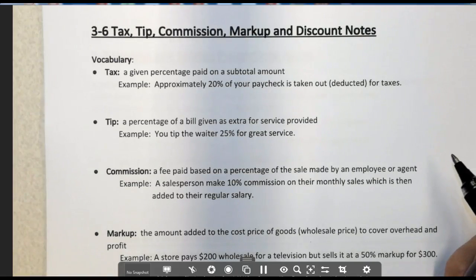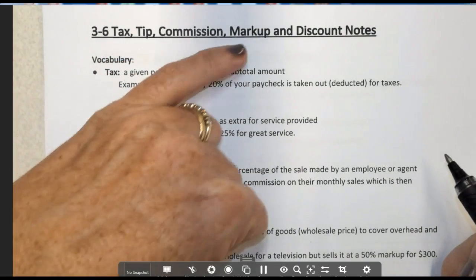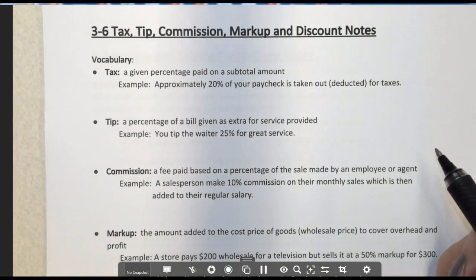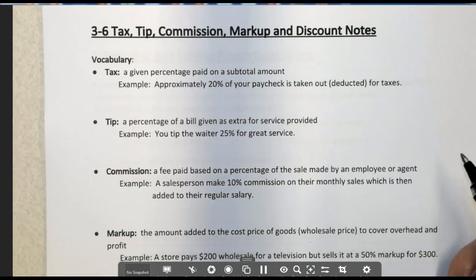Okay, moving right along to 3-6: tax, tip, commission, markup, and discount. Those may not even be words that you're necessarily familiar with, so we're going to do a little vocabulary first to let you understand what those are. Or maybe you've heard them, but you don't really truly understand what they mean.